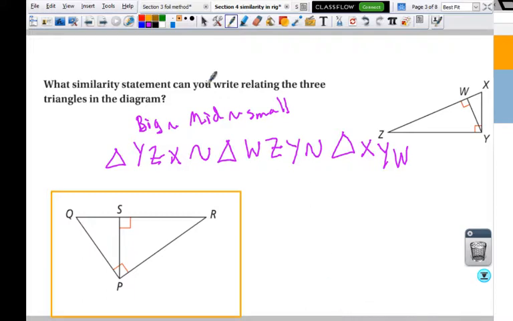Be lazy. Answer completely, but be lazy about it. Alright, first things last problem. I want you to write the similarity statement relating all three triangles in this one little box down here.